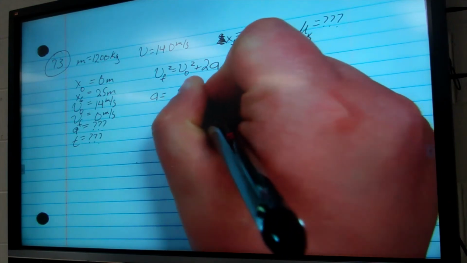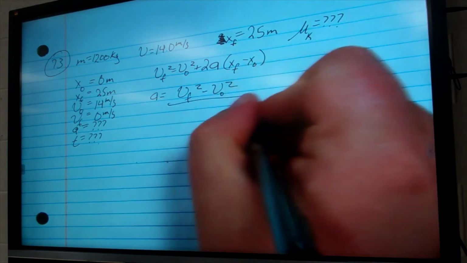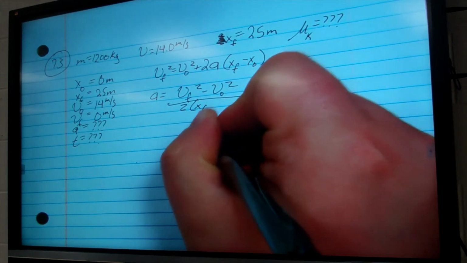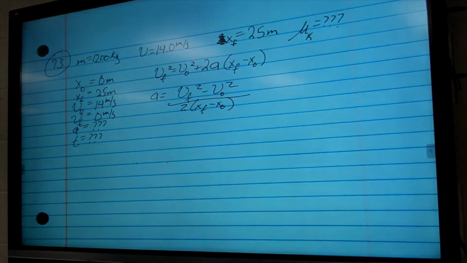Change in position, same thing. You know what I was talking about. Alright, so you do some algebra and get to that: acceleration is equal to the quantity of velocity final squared minus velocity initial squared, all divided by the quantity of 2 times final position minus initial position.